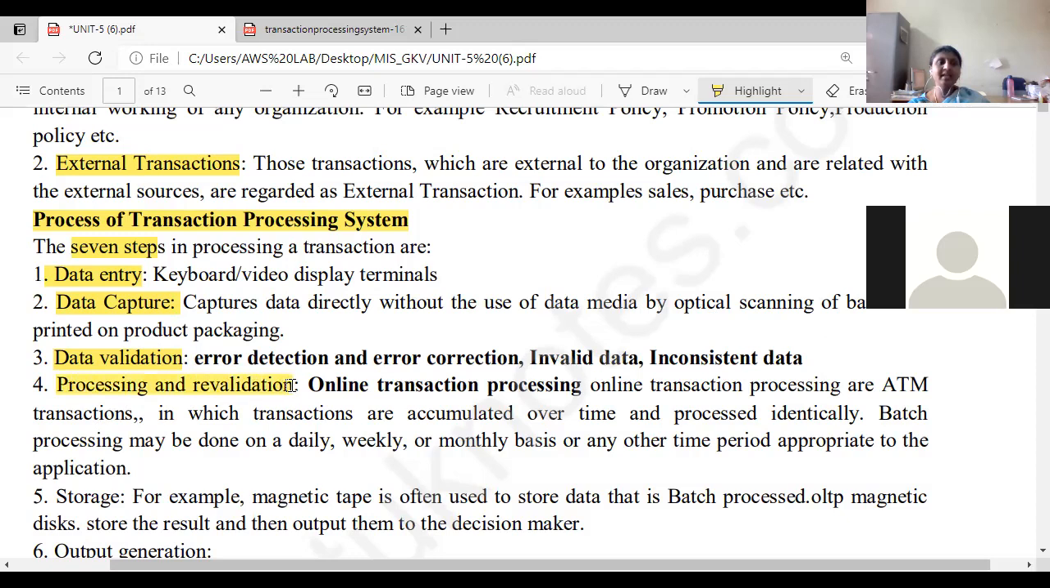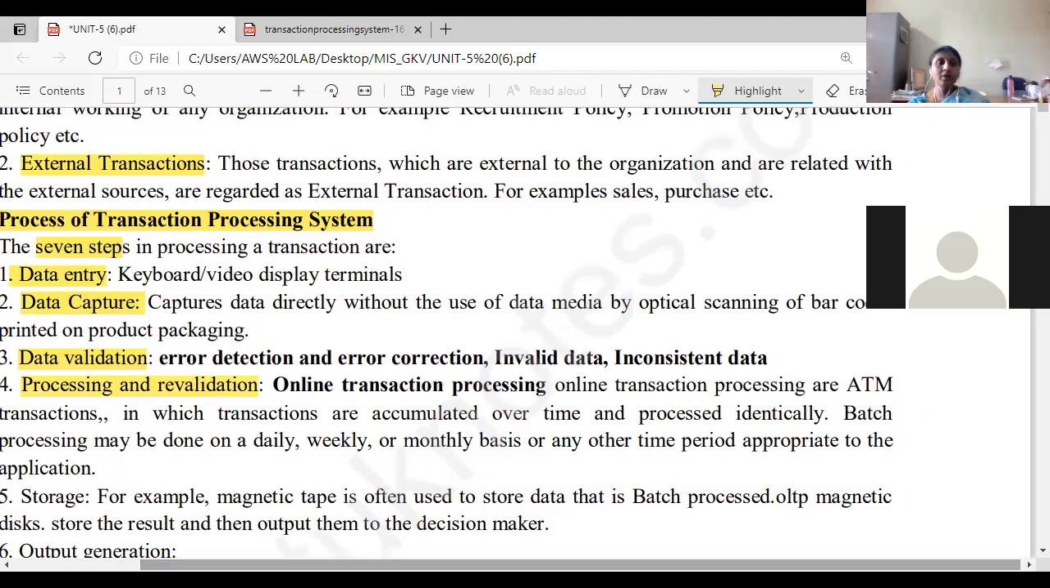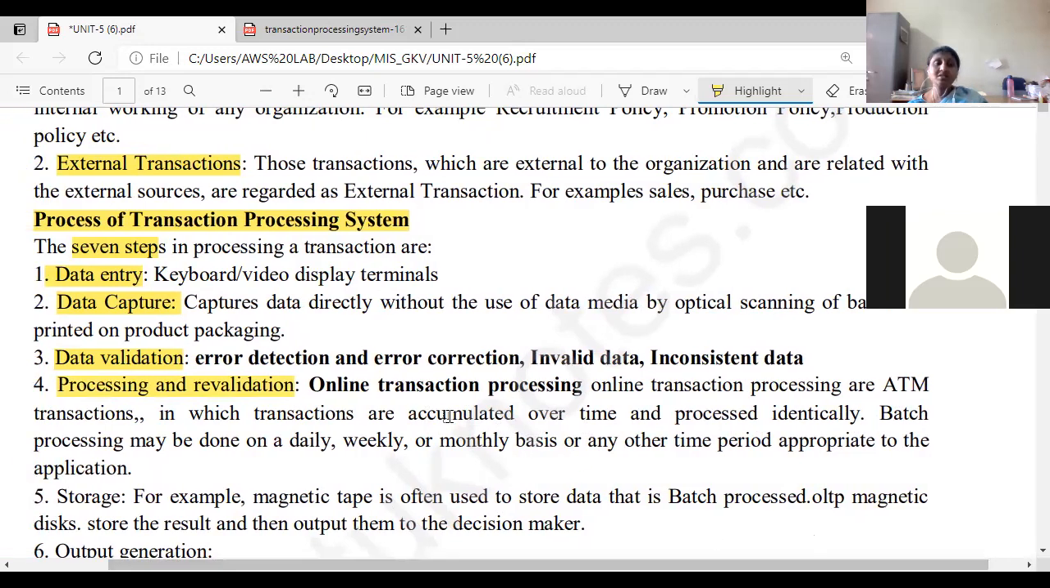Next, processing and revalidation. Here you have discussed OLTP, online transaction processing systems, in DBMS. OLTPs are used in DBMS. Online transaction processing is used in ATM transactions, in which the transactions are accumulated over time and processed identically. So these ATM type of transactions are accumulated for a particular period of time and processed identically.